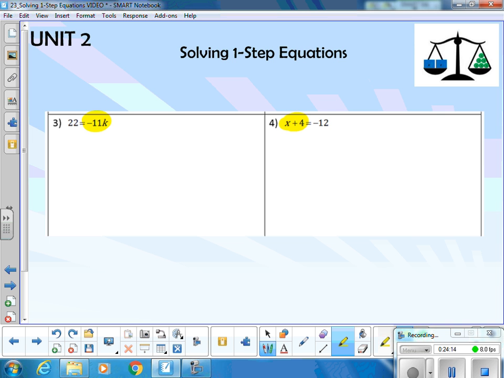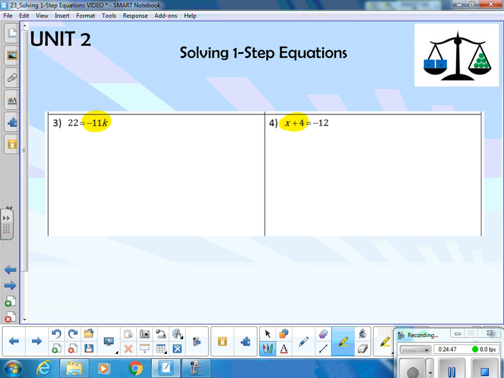In this case, I have negative 11 right next to a K. There's no subtraction sign, there's no addition sign, so I know that it has to be either multiplication or division. I never write division this way, so I know it has to be multiplication. How do I undo multiplication? I use its inverse operation, which is division. Looking at number 4, I have an addition sign, x plus 4. The opposite of adding 4, subtracting 4. So you can do that if you take a minute and don't get confused.